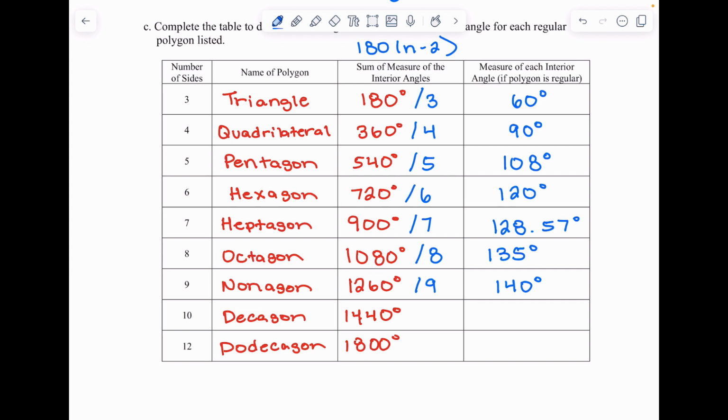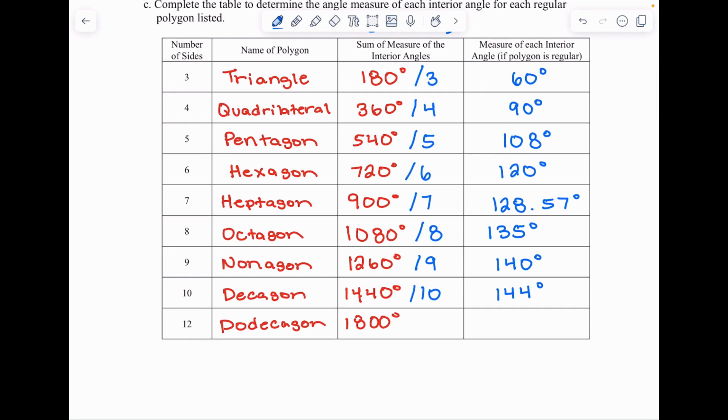A 10-sided polygon is called a decagon. Its interior angle sum is 1440 degrees. Divided by 10 tells me that each interior angle of a regular decagon will be 144 degrees. And lastly, a 12-sided polygon is called a dodecagon. Its interior angle sum is 1800 degrees. Divided by 12 tells me that each interior angle of a regular dodecagon is 150 degrees.